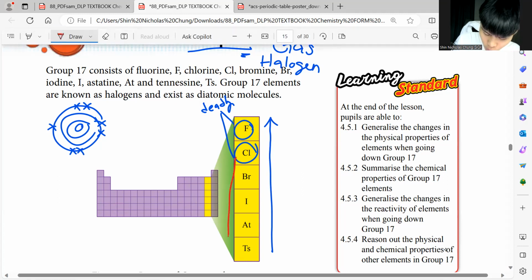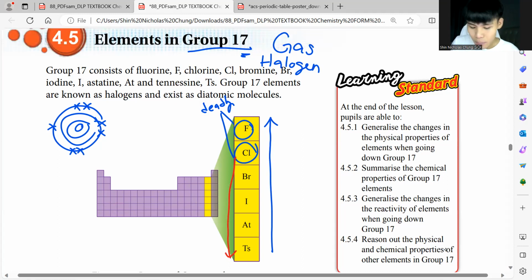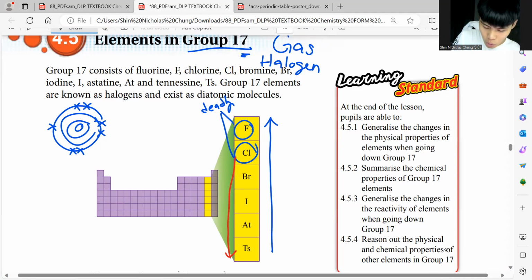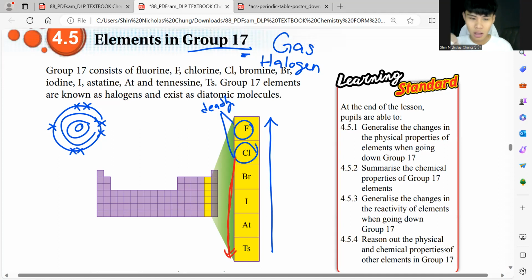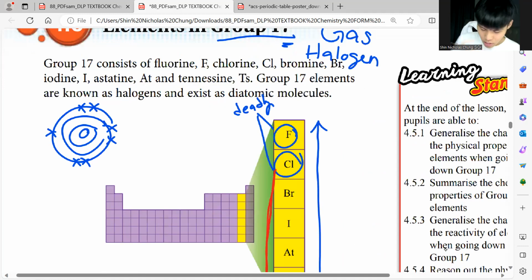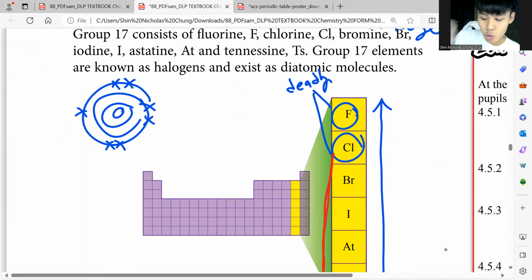So when they go down, the reactivity decreases, because these two are so strong, right? I hope I don't confuse you when I say this, but this is how I remember. You see, fluorine and chlorine can kill people. That means they are very reactive. So when it goes down, of course, those elements at the bottom will be less reactive.